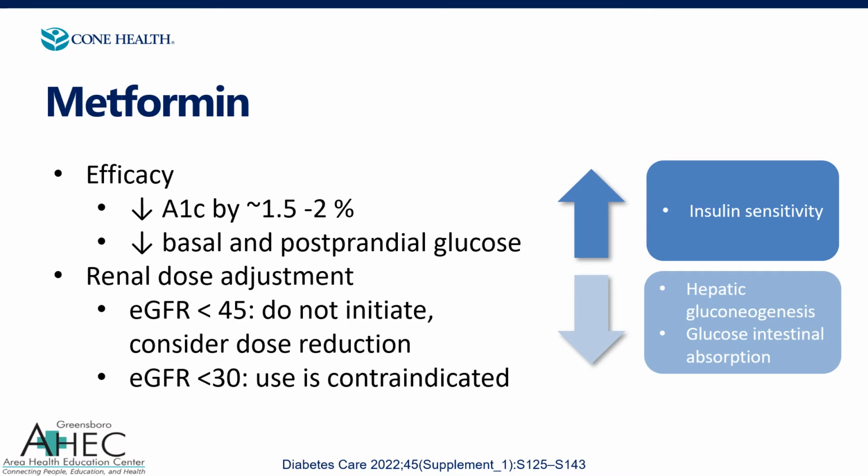Metformin does have renal dose adjustment requirements, so it's important to be monitoring through eGFR specifically. It's recommended that if a patient has an eGFR less than 45, you not start metformin, and if they're already on it, consider a dose reduction. And if they have an eGFR of less than 30, the use is contraindicated. So if they're already on metformin, they should actually have that medication discontinued.